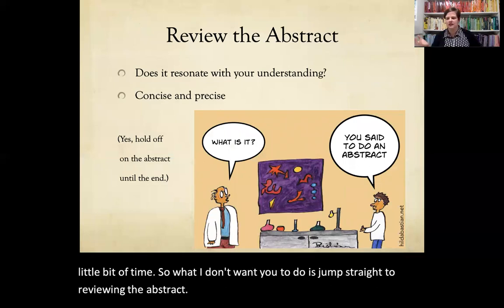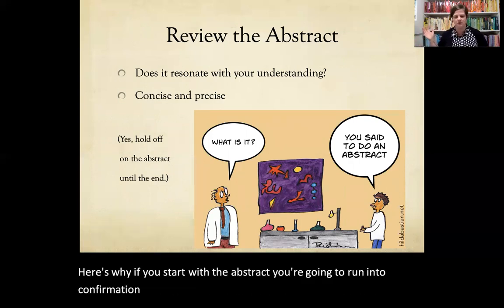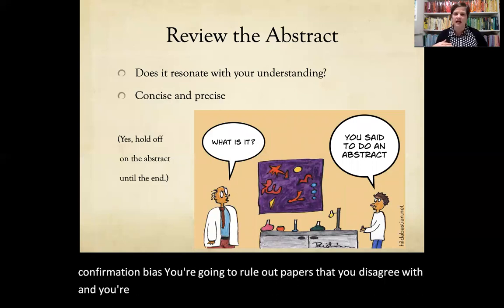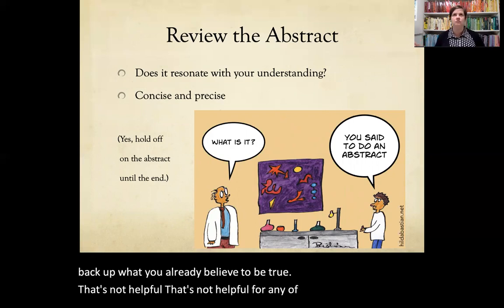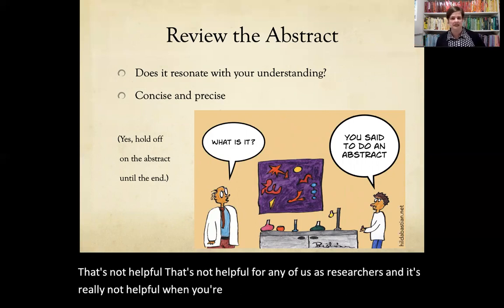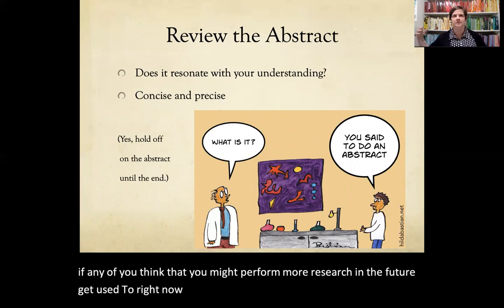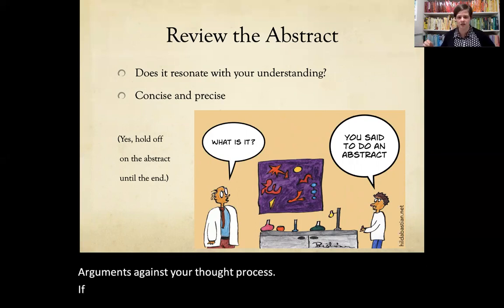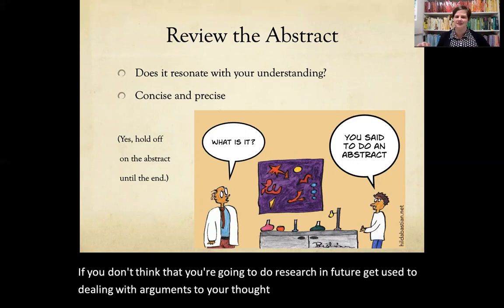Here's why. If you start with the abstract, you're going to run into confirmation bias. You're going to rule out papers that you disagree with, and you're going to spend far more time looking at papers that back up what you already believe to be true. That's not helpful. That's not helpful for any of us as researchers, and it's really not helpful when you're just getting used to the research process. If any of you think that you might perform more research in the future, get used to right now dealing with arguments against your thought process. If you don't think that you're going to do research in the future, get used to dealing with arguments to your thought process. It's going to help you in life.